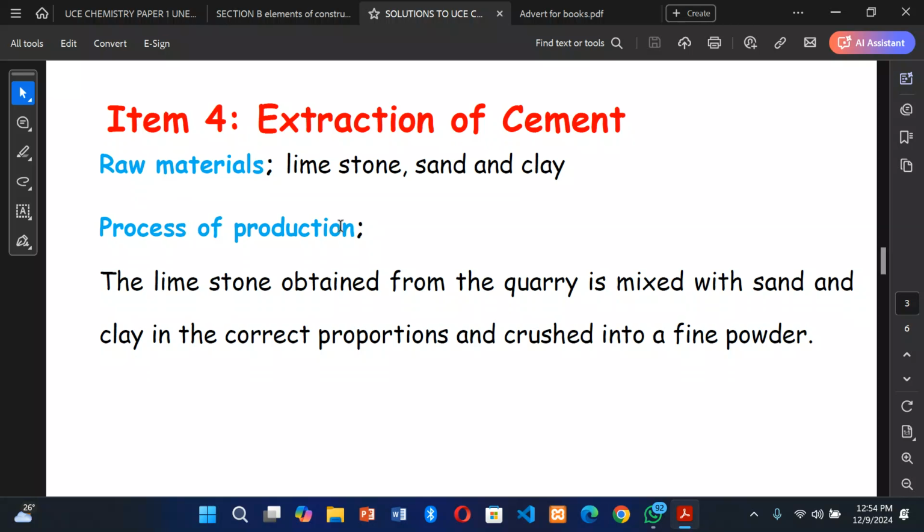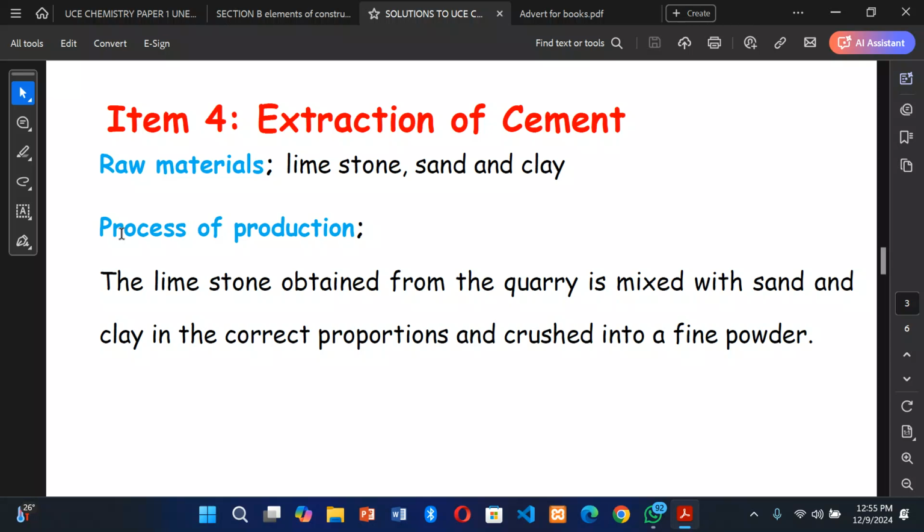Now, the first thing we do is to identify the raw materials. What are the raw materials we need when extracting cement? So we talk about the raw materials. Number 1, limestone, sand, and clay. Well mentioned. You get your scores.